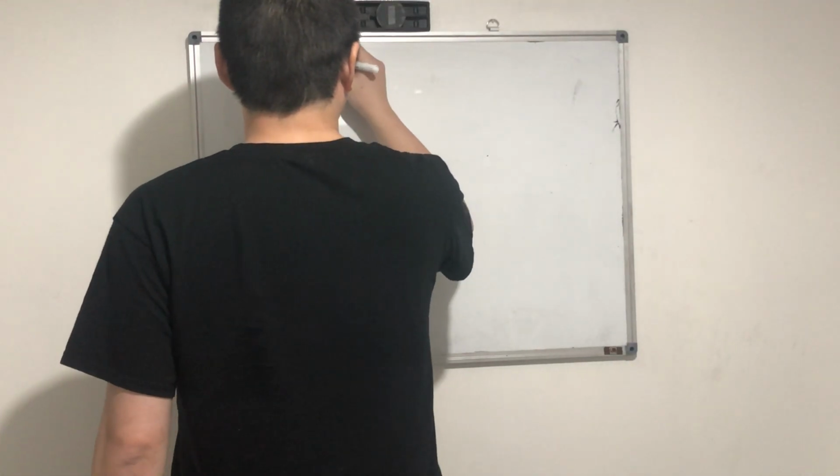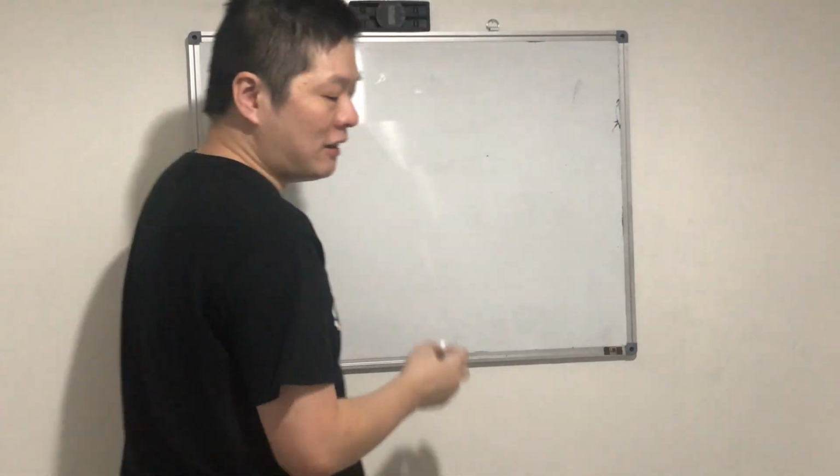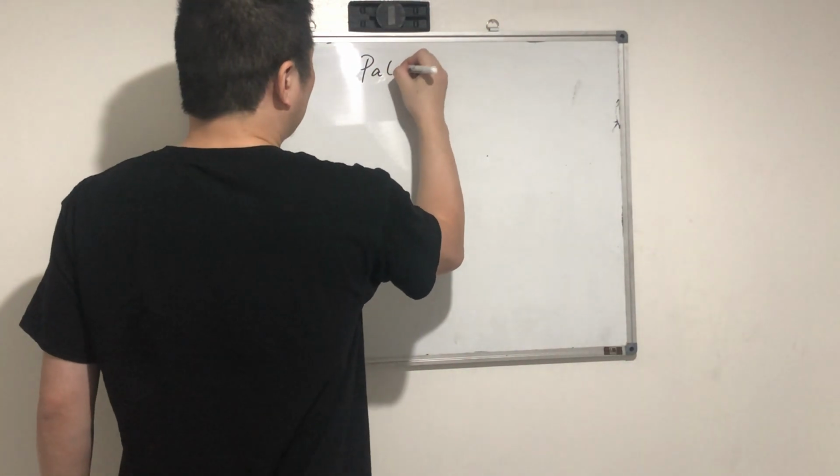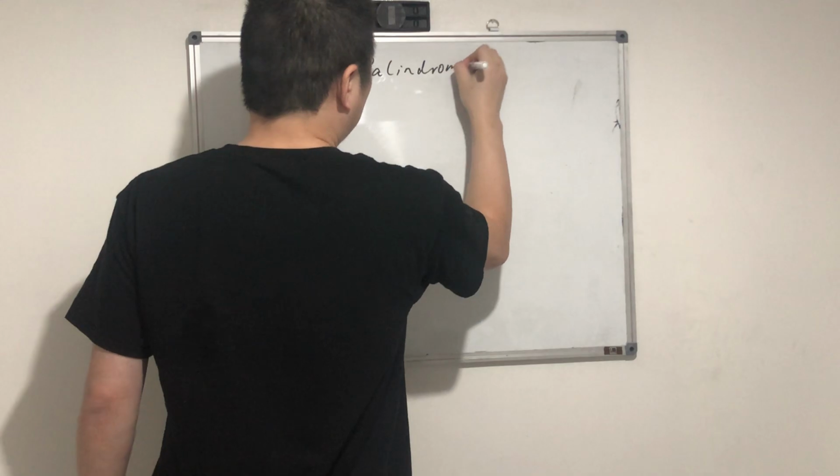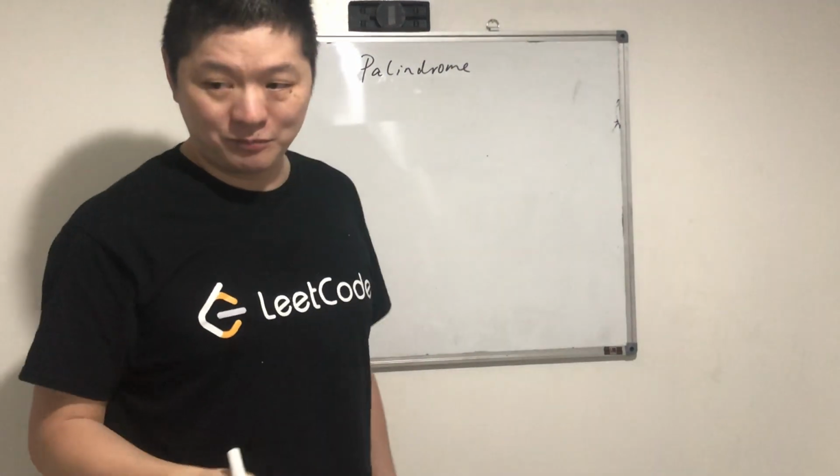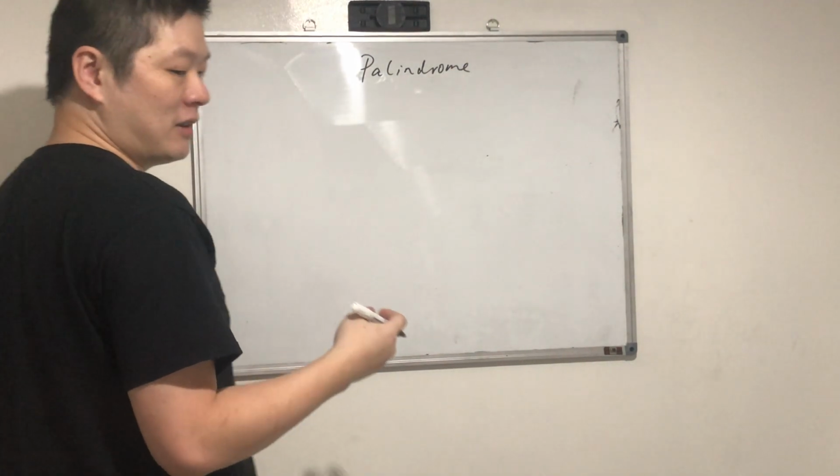So, do you still remember palindrome? Can you tell me what a palindrome is? It's a word that's spelled the same backwards, like race car. Yes, good idea. Today we're going to talk about palindrome substrings.